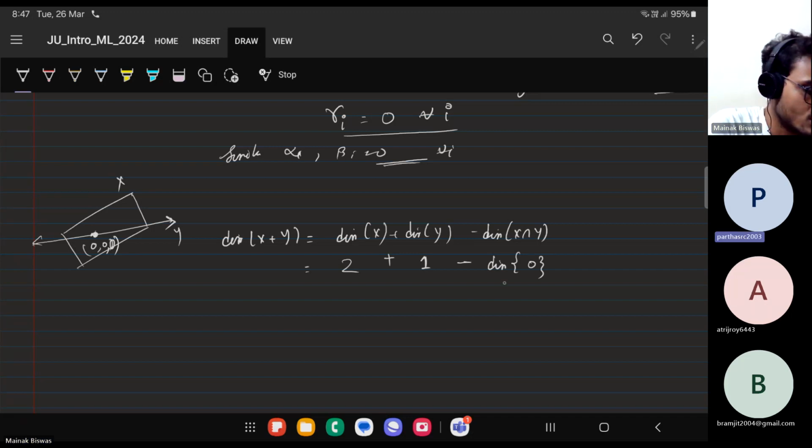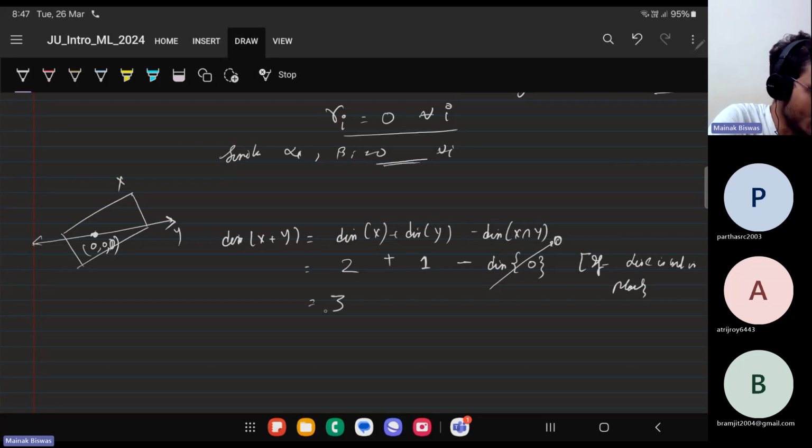Now, oh, it is cutting the plane. Okay, 0. Otherwise, if the line is not in the plane, it's 3. So you see the x plus y, this is called a direct sum. When the intersection is just 0, you get a direct sum.